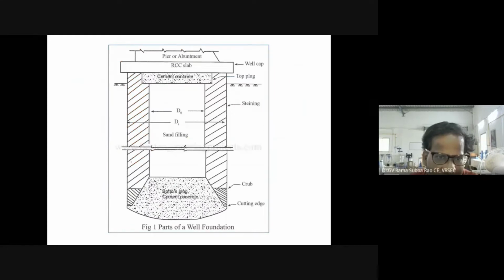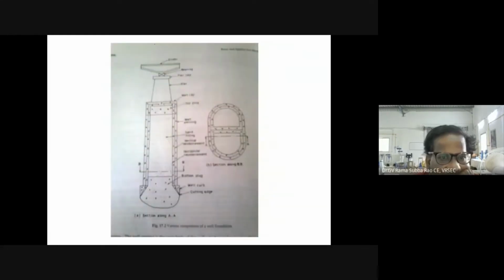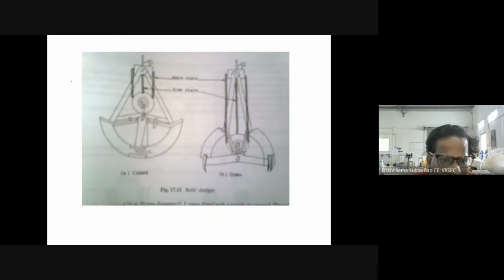So now let us proceed. This is a well foundation. You can find this information on well foundations even in bridge engineering books like what I said, Johnson Victor, Punmia. So these are the typical shapes of wells. This question we can expect in academics. Circular well, double D well. So anyhow, this is a dumbbell shaped well, octagonal shape. This is a multi-cellular well.